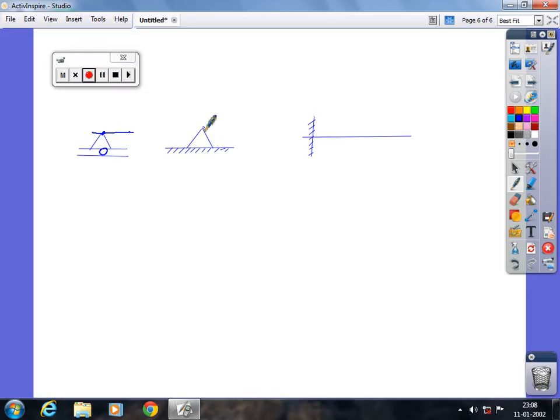Okay, and the last one is going to be a fixed support. A fixed support is going to be shown by means of a vertical line and a horizontal fixture, right? Just make a copy of that quick.